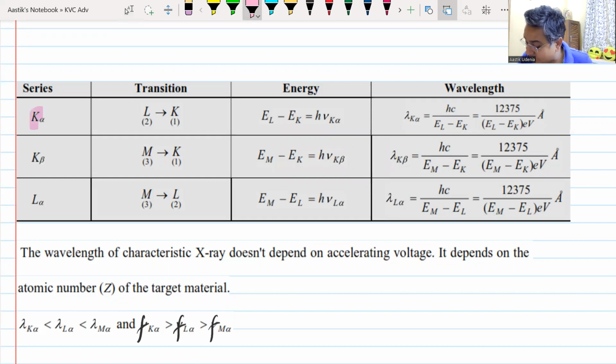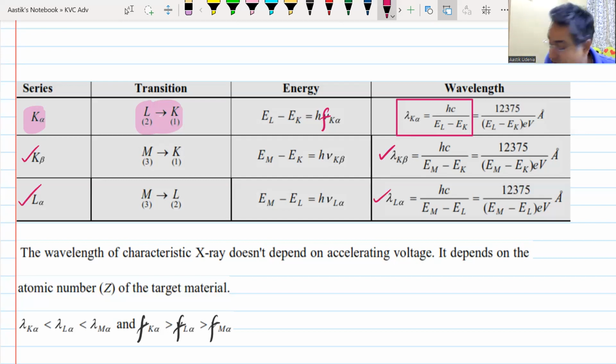Just for example, for K alpha, the transition will be from L to K. Do we understand this? So the difference in energy between the two levels will be equal to h times the frequency of K alpha. From there you can find the wavelength lambda of K alpha. It will be 12,400 divided by (EL minus EK). Similarly, you can find the wavelength for the K beta series. You can also find the wavelength for any of the series.